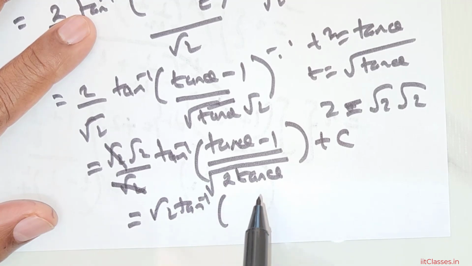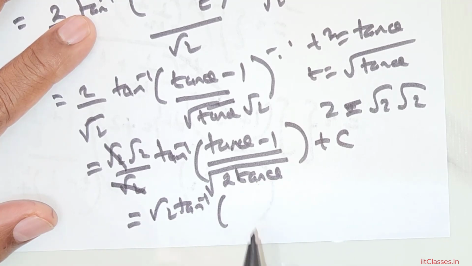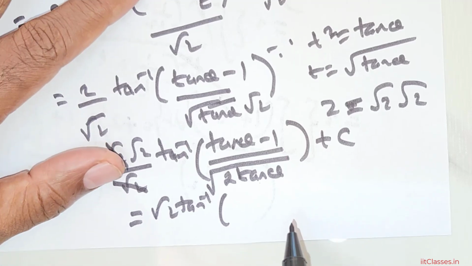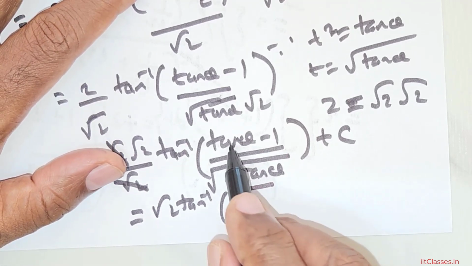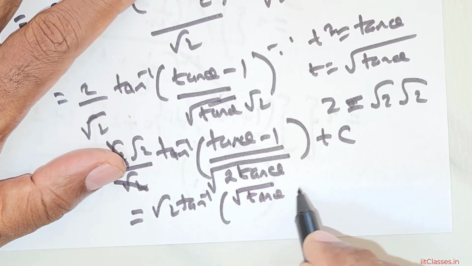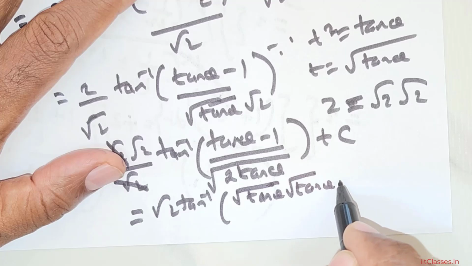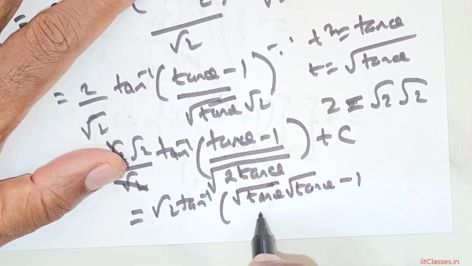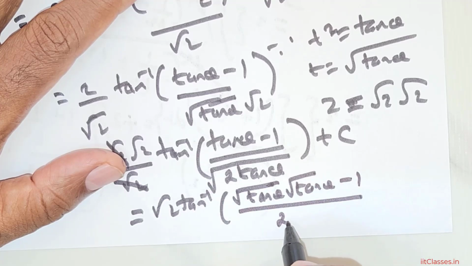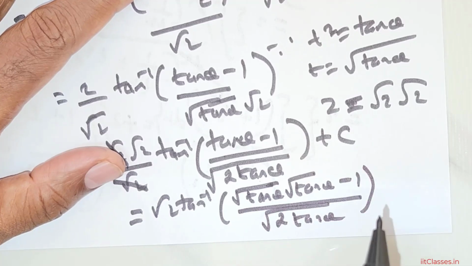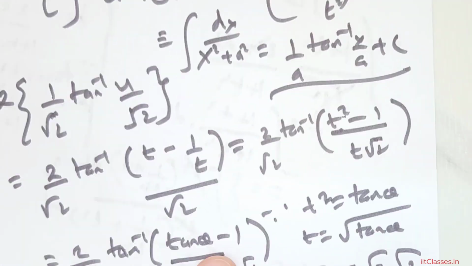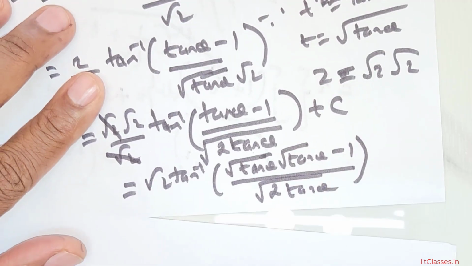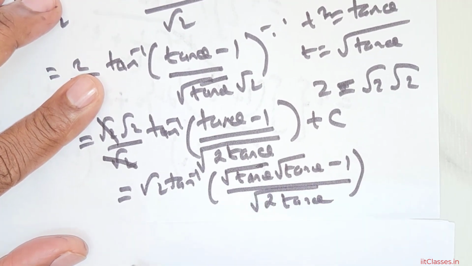sometimes it becomes necessary to get rid of this root of tan theta. So for that, what I wish to do is rewrite this tan theta as root of tan theta times root of tan theta, minus 1, divided by root 2 times tan theta. Okay, now having got that, I need to go to the next page. Because sometimes it becomes imperative that we get rid of that.